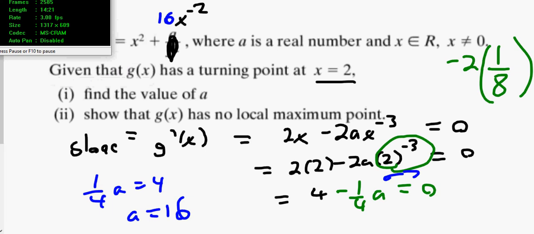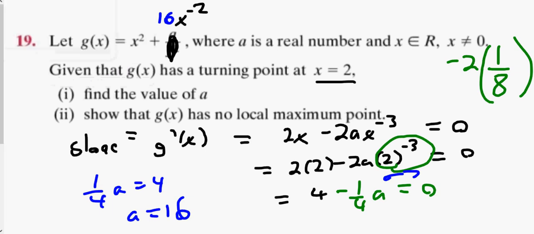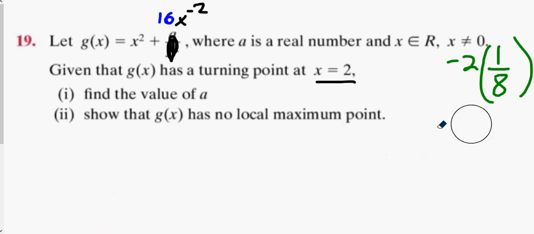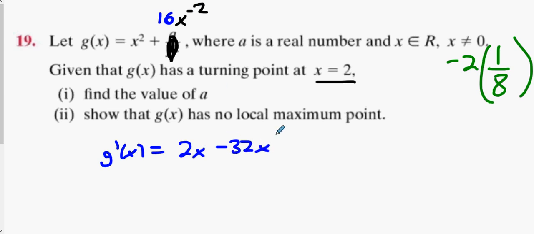Now, show that it has no local maximum point. No bother. If it has no local maximum, what's the criteria for our maximum again? The first derivative is 2x, and then minus 2 by 16, x minus 3, correct? Now, what's the deal? The second derivative has to be smaller than 0.